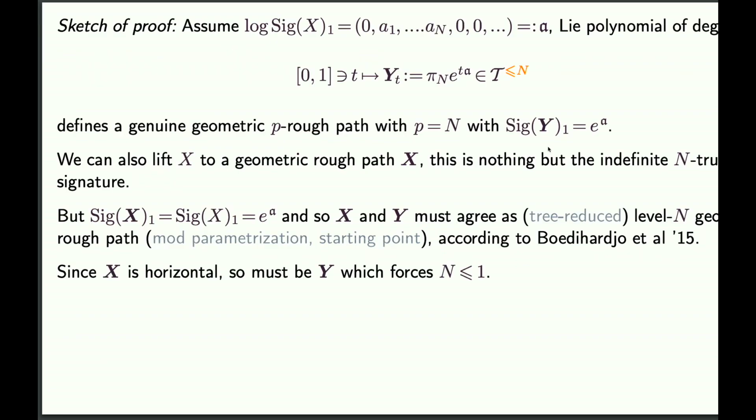So assume the log signature is finite. This is the assumption, it's finite. Okay? So let's give it a name, let's call it A. This is a Lie polynomial of degree n, right?